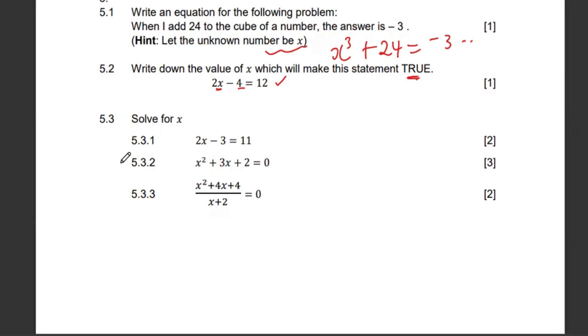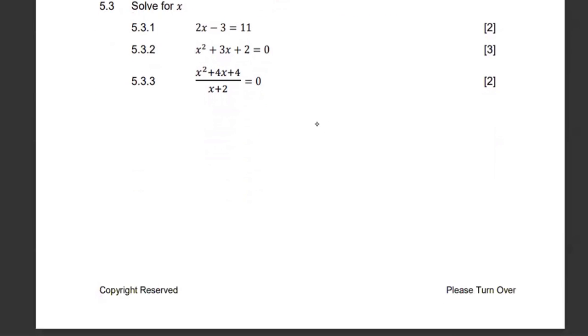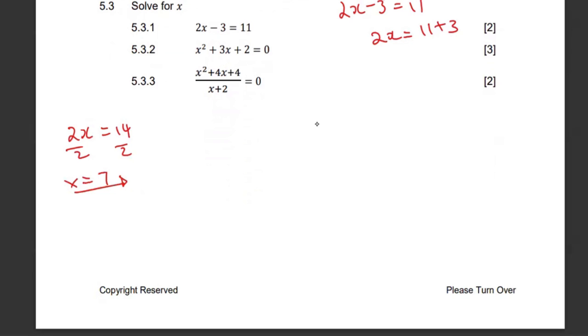The closest number I think of is 8, because 2 times 8 is 16. 16 minus 4, we get 12. And then 5.3, which is the equations. We have 2x minus 3 equals 11. Move the 3 that side. 2x becomes 11 plus 3, meaning that 2x should be equal to 14. Divide by 2, divide by 2, x is 7.